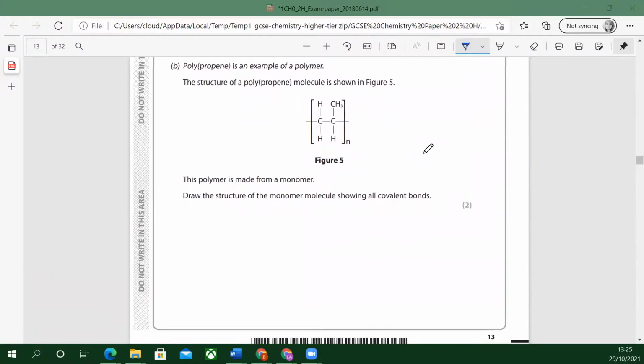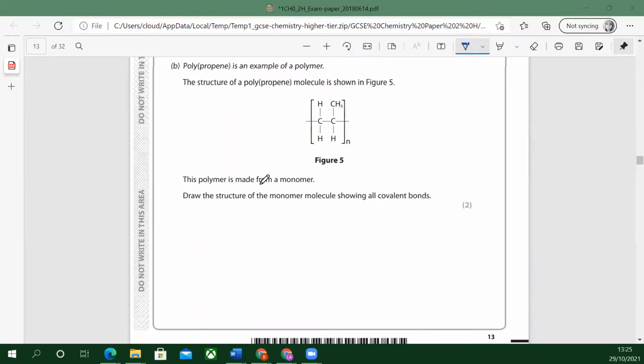So, polypropene is an example of a polymer. The structure of polypropene molecule is shown in figure 5. This polymer is made from a monomer. So that's the monomer there. Draw the structure of a monomer molecule showing all covalent bonds.